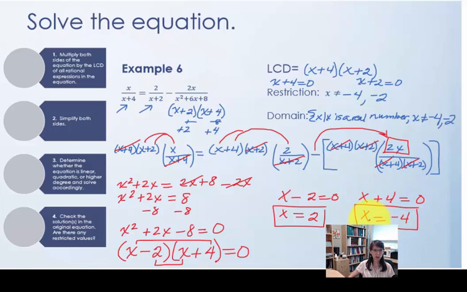Checking back with our restriction, I can see that x cannot equal negative 4. So I will need to eliminate that option. x cannot equal negative 2. Well, this is a positive, so we'll get to keep x equals 2 for a solution. Now remember, with these restrictions, the whole reason we have these restrictions to consider is because these are the values of x that would make at least one of these denominators 0 and therefore undefined.